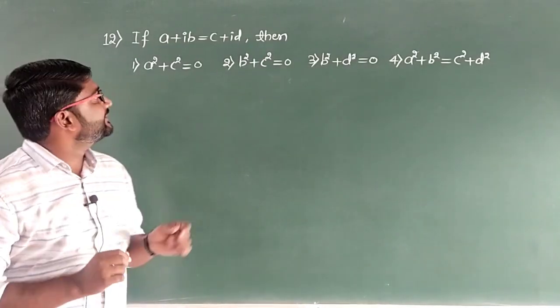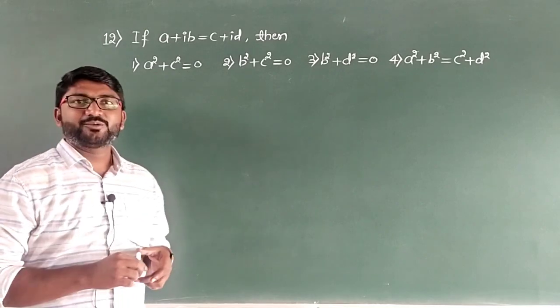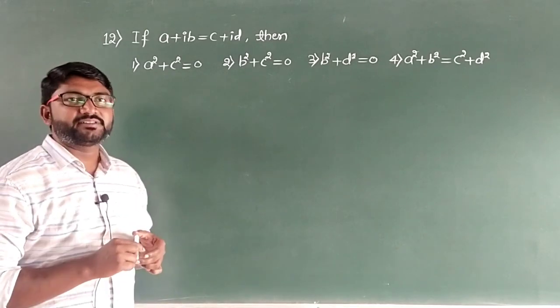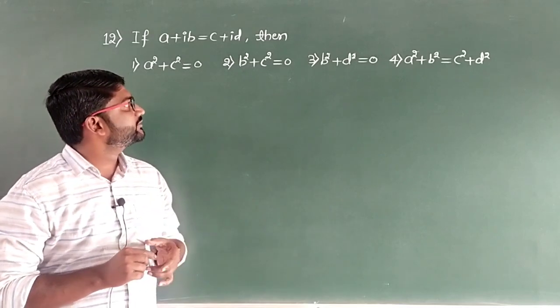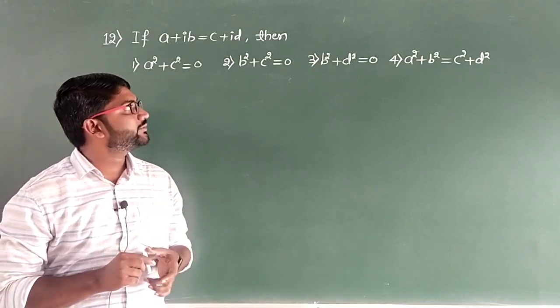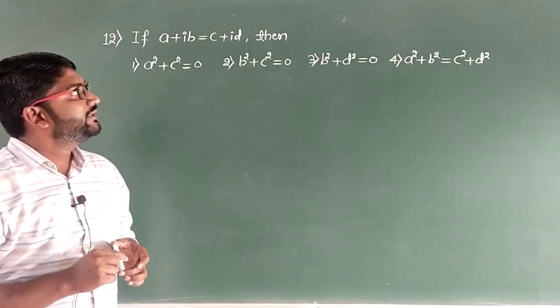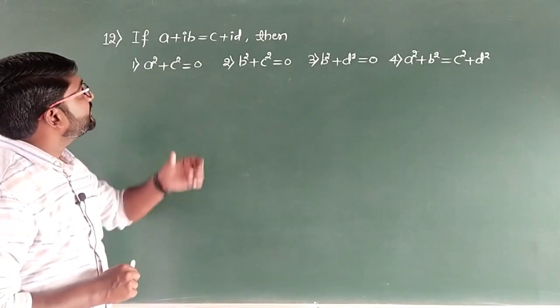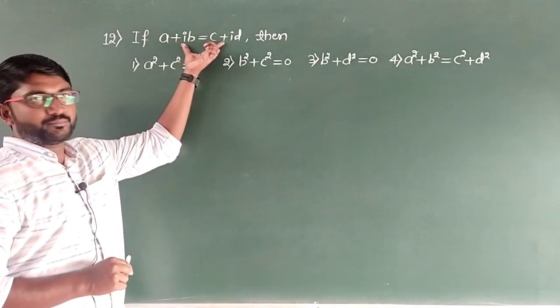Well, question number 12, it is if a plus ib equals c plus id, then the four options are a square plus c square equal to 0, b square plus c square equal to 0, b square plus d square equal to 0, and the last option a square plus b square equal to c square plus d square. So what I will do is take modulus on both the sides.